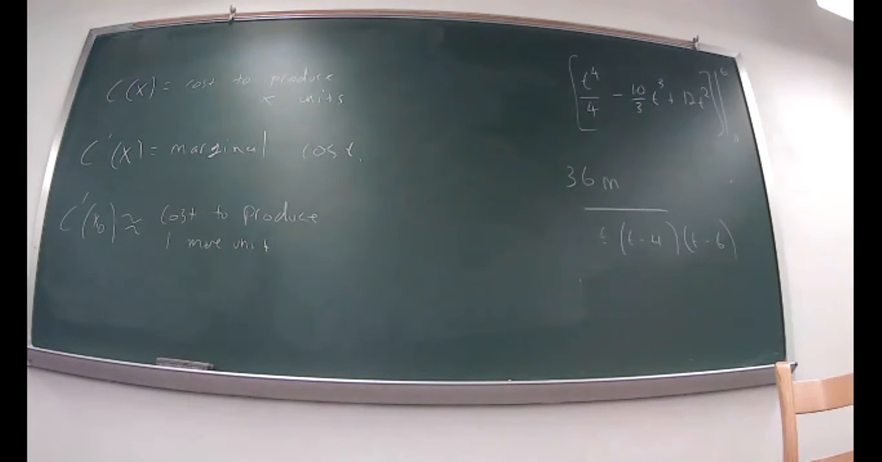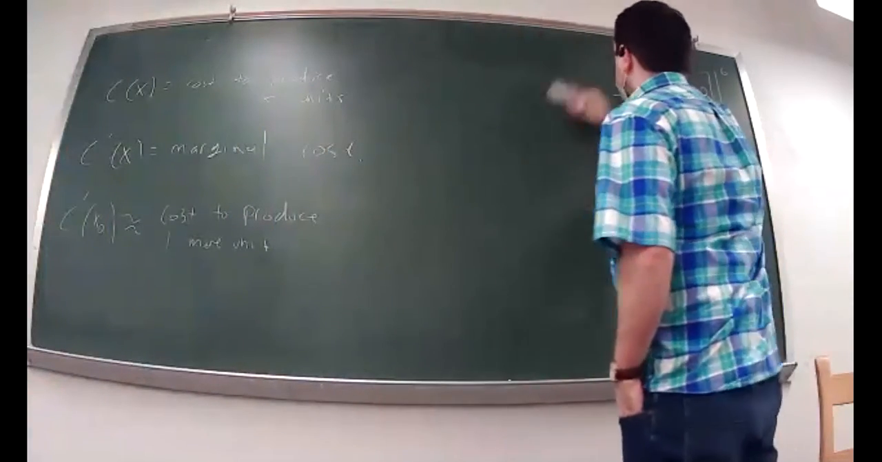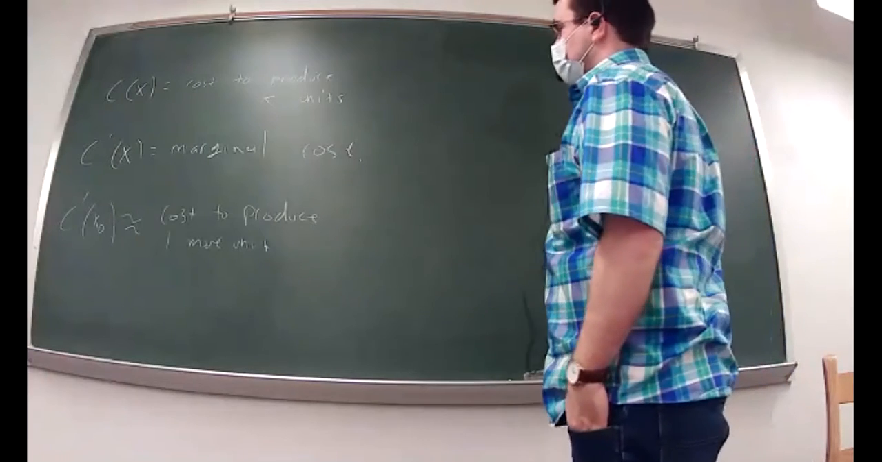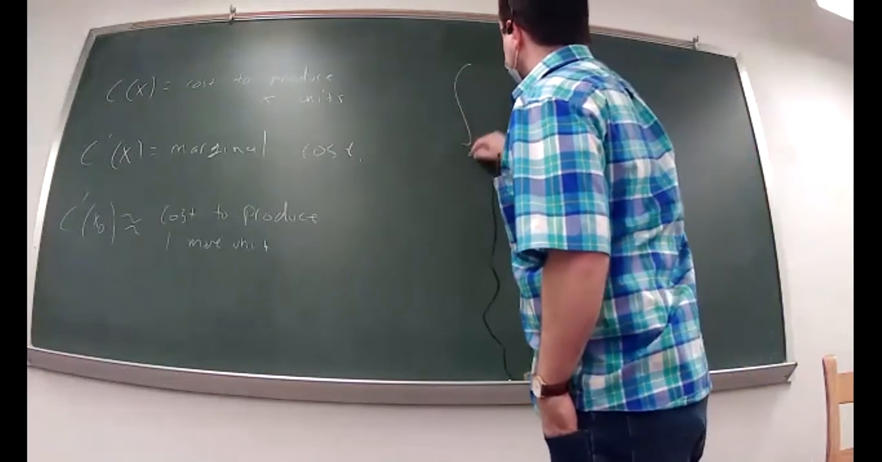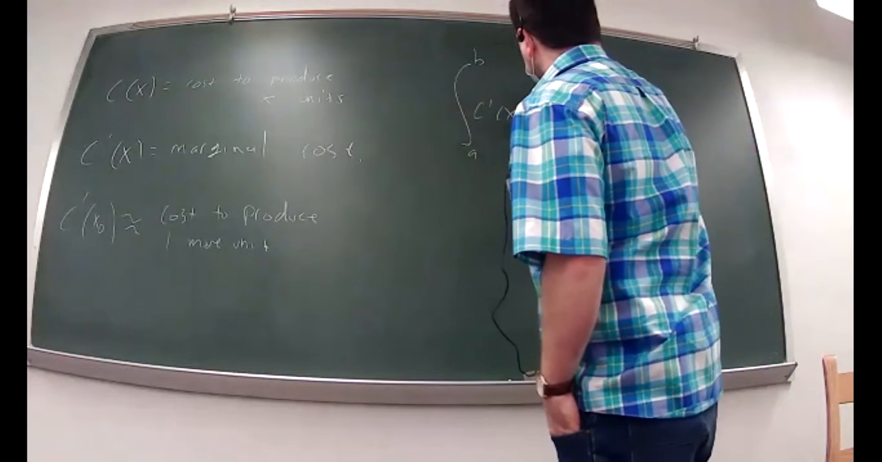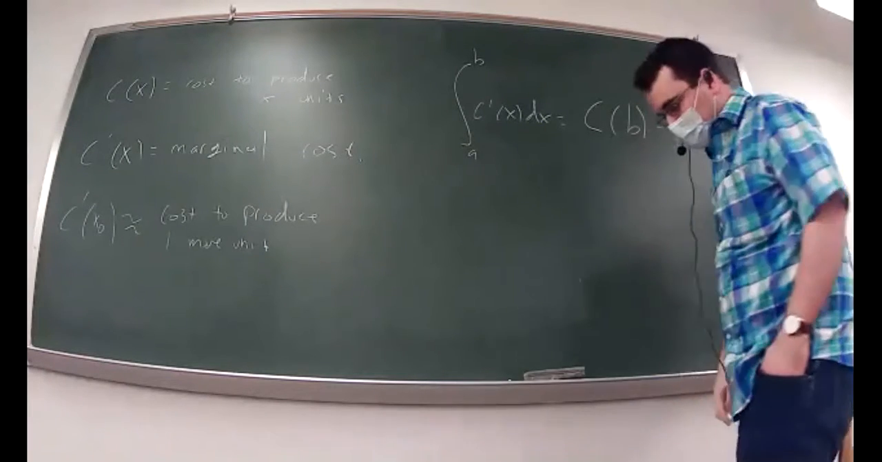And I won't go over the explanation again about why that's true, but go back and watch that video or review the section in the book. So you've got the cost function. The derivative is the marginal cost, which roughly speaking is the cost to produce one more unit. And then you can turn that around. If you know your marginal costs at each stage, you can integrate that to give you cost function of b minus cost function of a.